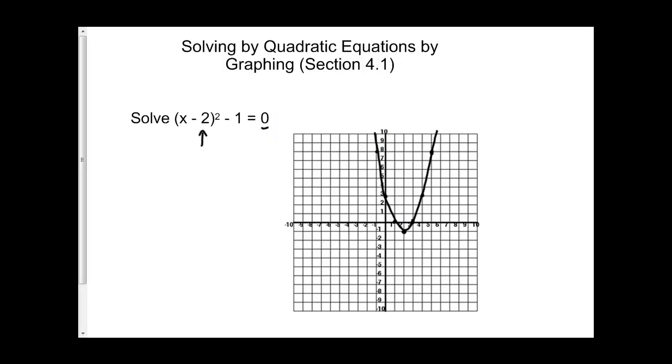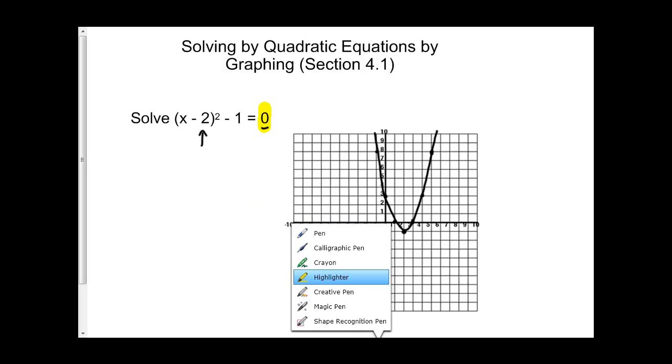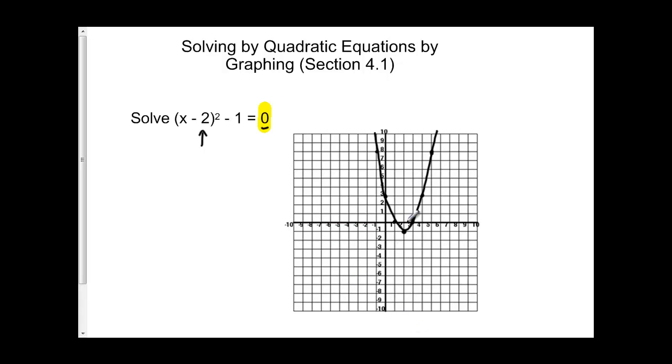Now because we are looking for where it is equal to 0, all we have to look for is where on the graph the y value is equal to 0. And in this case it's equal to 0 right here and right here. So really when you're finding the solutions of a quadratic equation graphically, you are looking for the x-intercepts. Now this equation has two x-intercepts. It has an x-intercept at 1, so one of our solutions is x equals 1. It also has an x-intercept at 3, so the second solution is x equals 3.